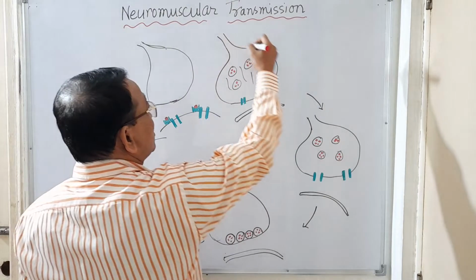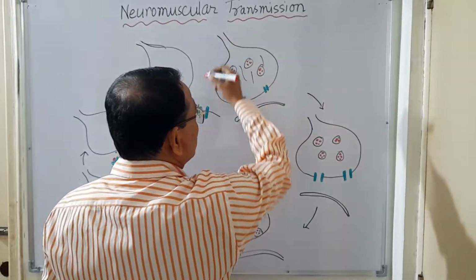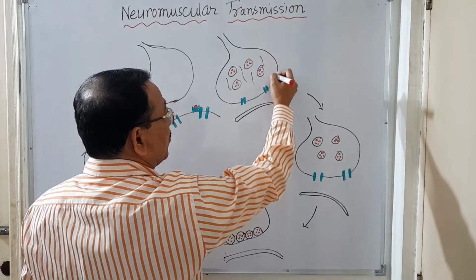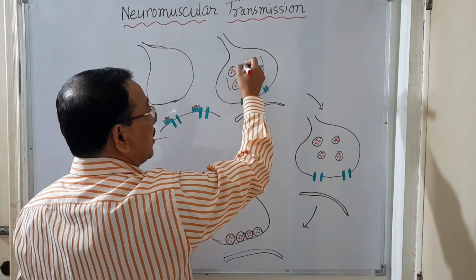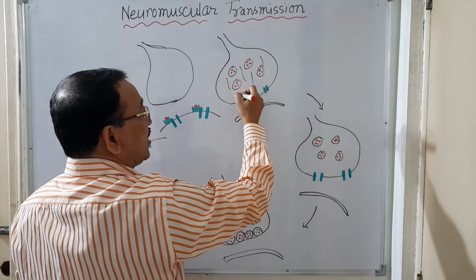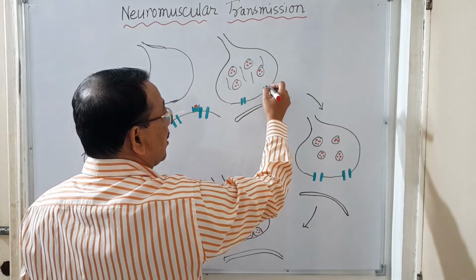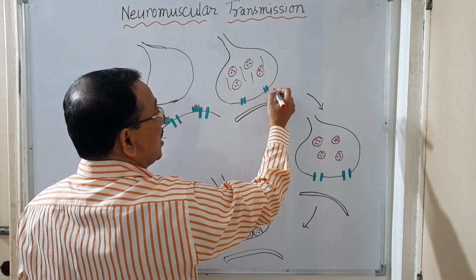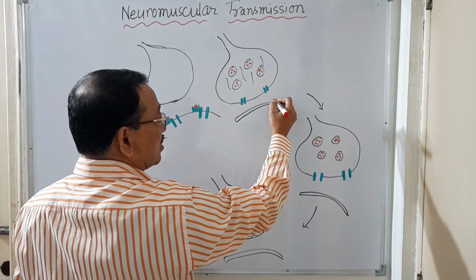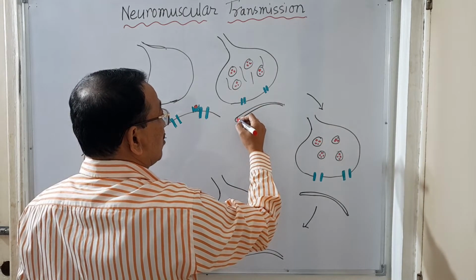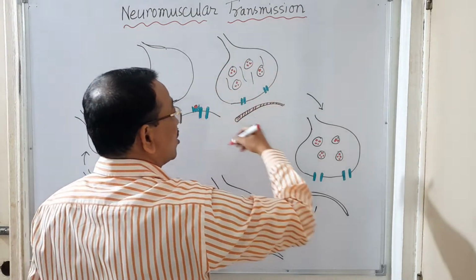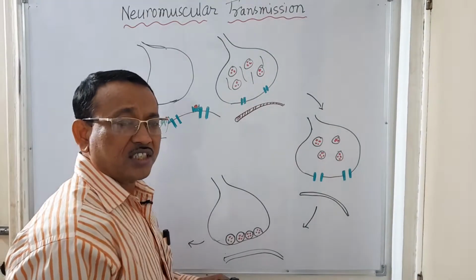So now suppose this is the neuromuscular junction structure. It is the axon terminal of the presynaptic neuron containing the synaptic vesicles which contain the neurotransmitters. And this is the presynaptic membrane of the axon terminal. This is the synaptic cleft, the gap which is known as the synaptic cleft. And this is the muscle membrane. So this is the structure which is known as the neuromuscular junction.